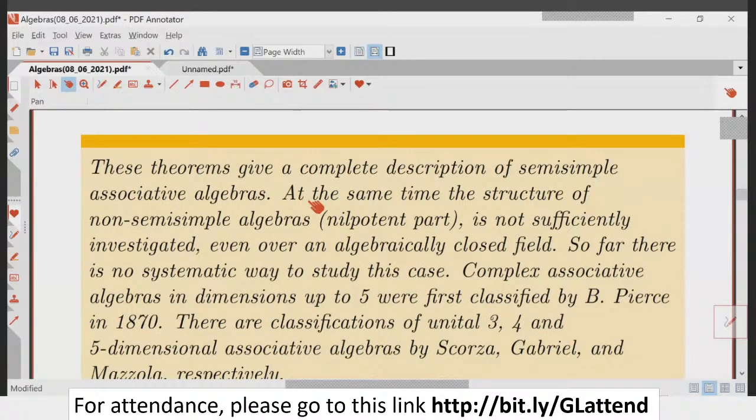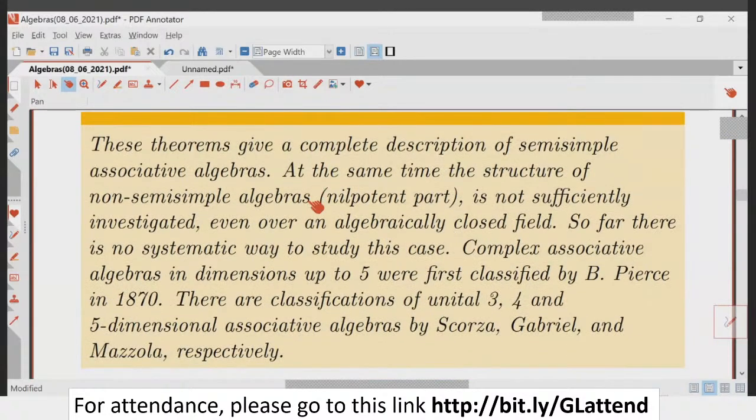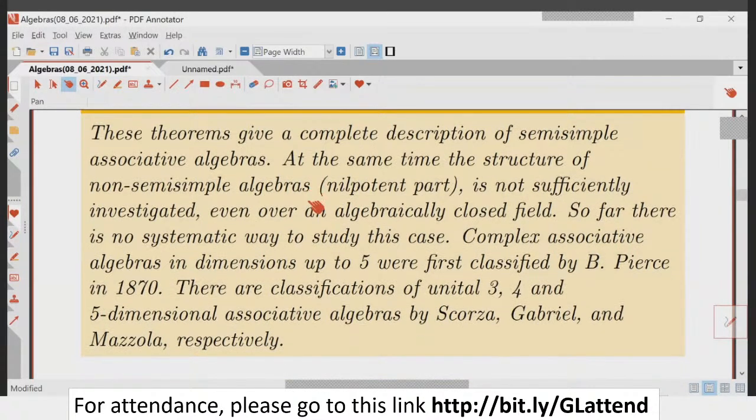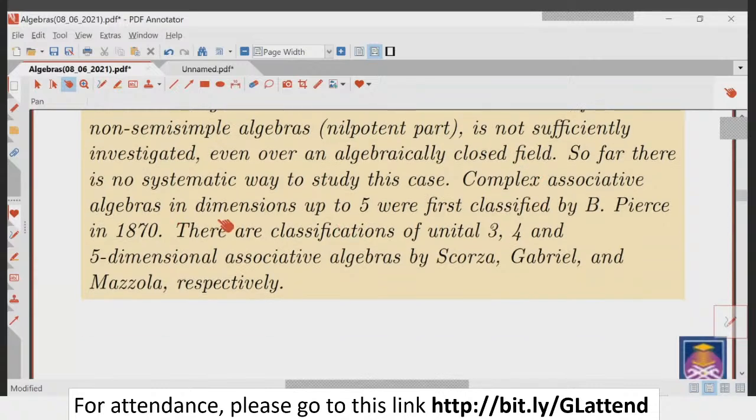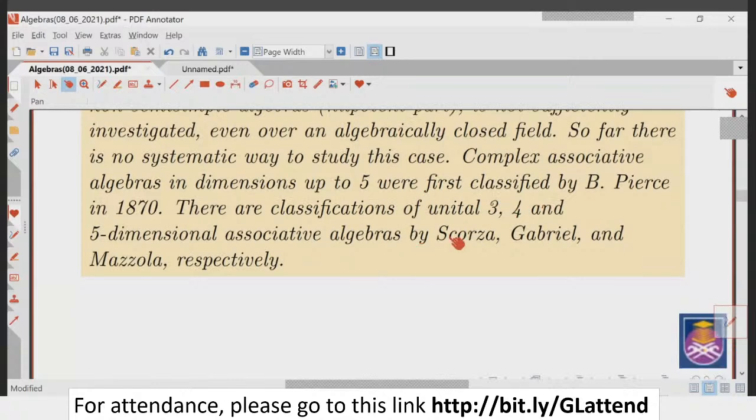Here is given some information on classification. The semi-simple case is given, but the not semi-simple case is not fully solved yet, even over an algebraically closed field. Some attempts have been given by Pierce, and for 3, 4, 5 dimensions by Scorza, Gabriel, and Mazzola.